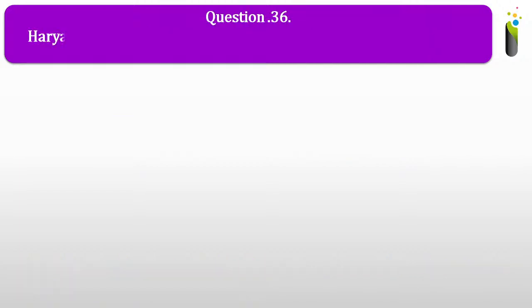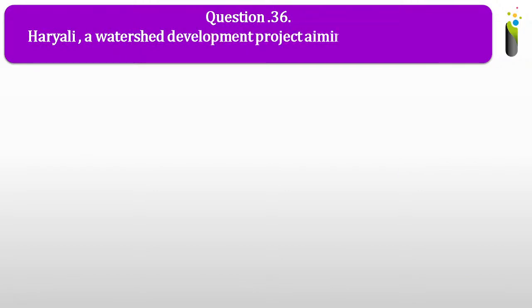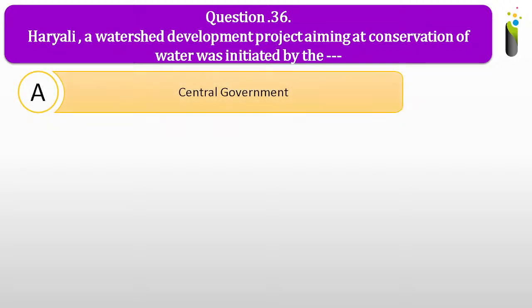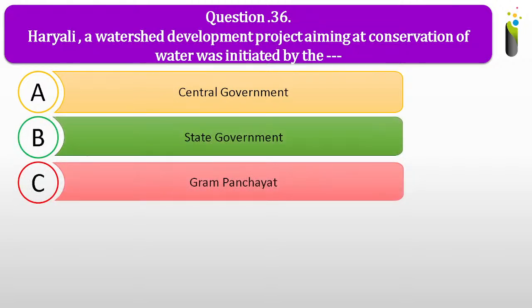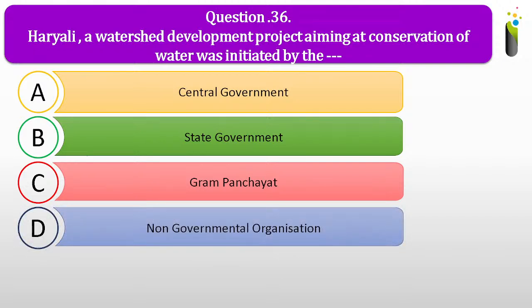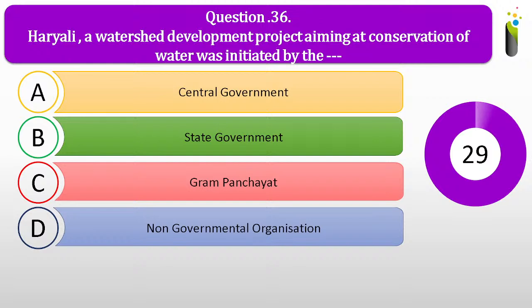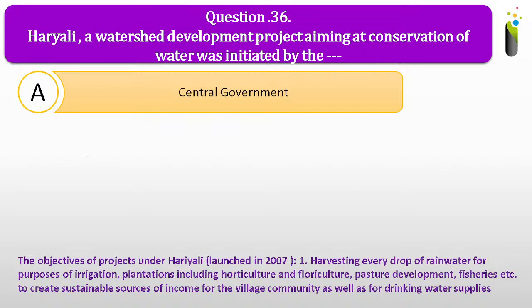Question number 36. Haryali, a watershed development project aiming at conservation of water, was initiated by dash. A. Central government. B. State government. C. Gram Panchayat. D. Non-governmental organization. And the correct answer is central government.